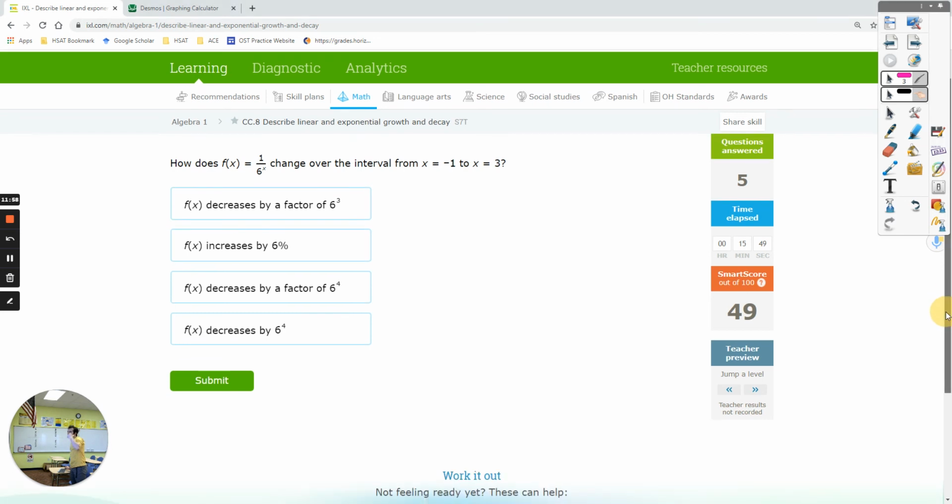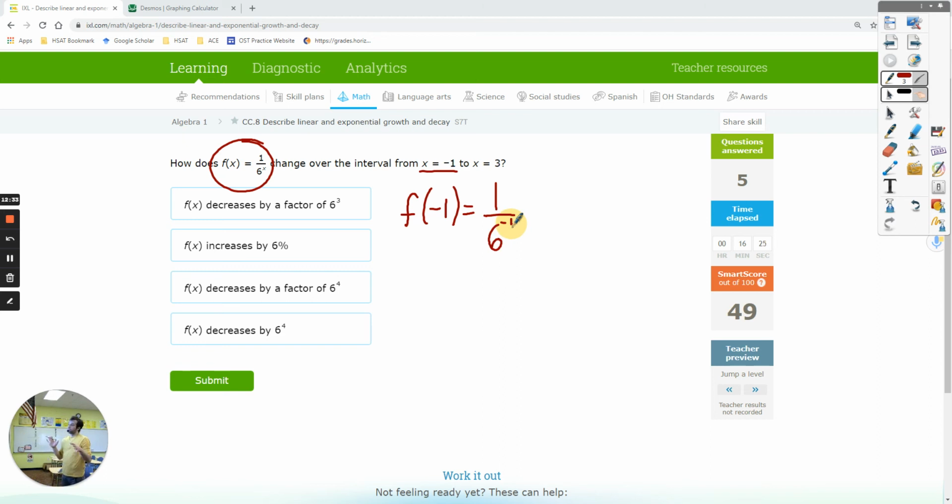Let me do this one too because it looks a little different than the other. But again, it is the same concept. You're using substitution. You put that number in for x and then see what the answer is going to be, and then divide the numbers in the end, because we are dealing with an exponential function. So let's rewrite it by doing substitution. X equals -1. F of -1 equals 1 over 6 to the power of -1.